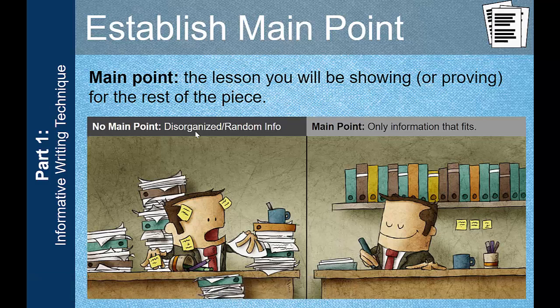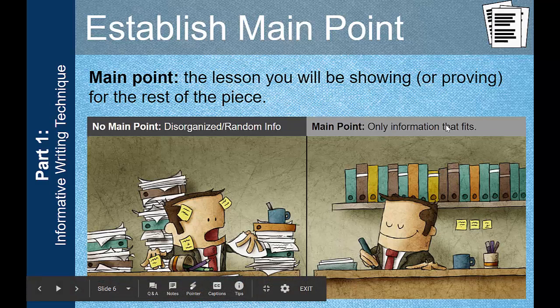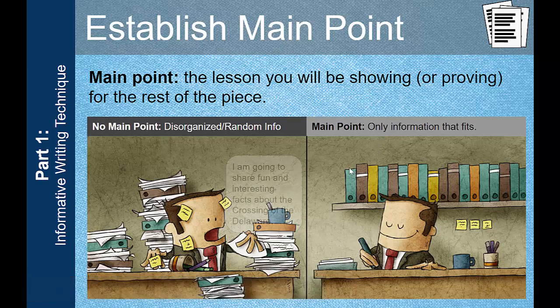And that's just not what our society needs right now. We need something clear and organized that flows. Something that looks like this. When you do have a main point, that's what it looks like.